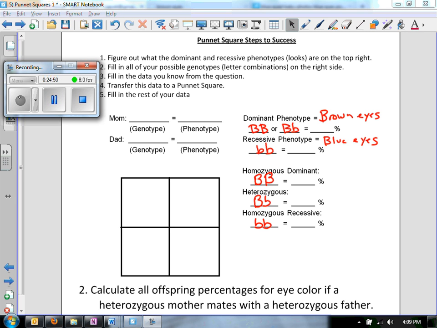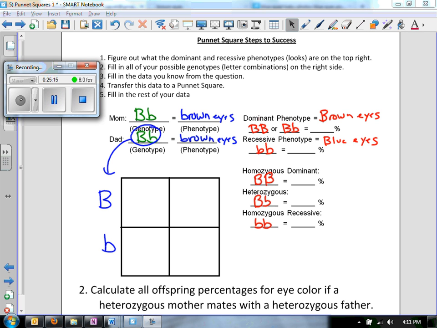Hopefully you filled in this part for part 1 of Step to Success, and for part 2. Then for part 3, where it's filling the data you know from the questions, both parents are heterozygous, so both parents should be big B, little b. Since both parents are big B, little b, both parents should have brown eyes.